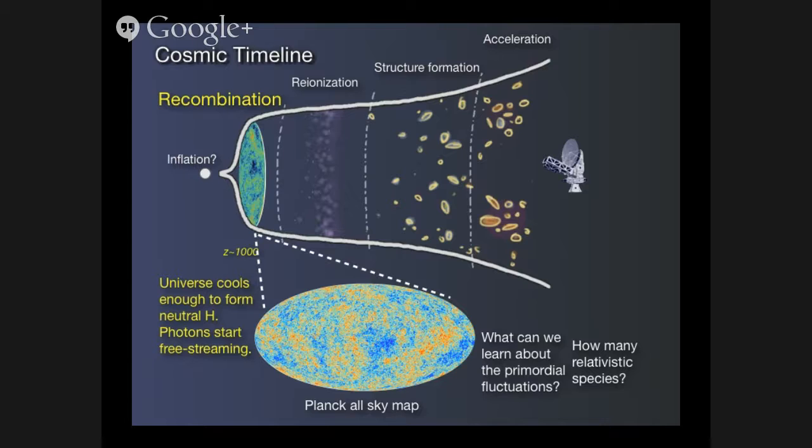In the post-Planck era, you can learn more by studying polarization and smaller scale anisotropies to learn both about the initial conditions and about inflation thereby, as well as particle physics in the early universe, like decaying dark matter, neutrinos, and other extensions to the standard model.